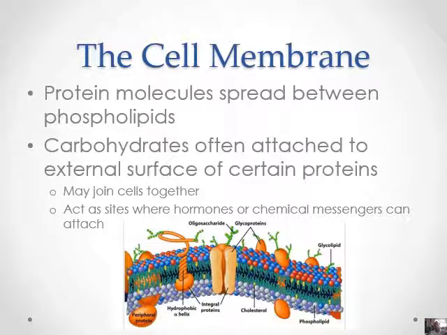And you can notice as well that some of the proteins go directly through the cell membrane and some of them sit on the surface. So for instance, in the bottom left hand corner, there's a peripheral protein, and peripheral means on the surface, whereas you have integral proteins, which is a protein that goes all the way through the entire structure itself. Okay. Then you're going to notice those little green things on top of all the orange things. So those are carbohydrates often attached to the external surface of certain proteins, and they may join cells together, which I mentioned earlier, and as well act as sites where hormones or chemical messengers can attach.